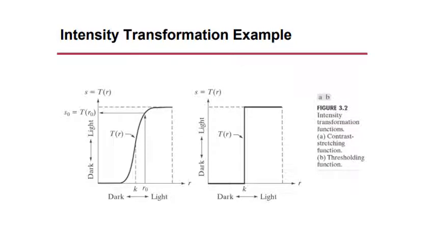So let us consider two examples of intensity transformation. To the left, what I am going to explain is known as the contrast stretching function, and in B, what you are going to see is the thresholding function. Now what is this contrast stretching function? In the first example, or say in the second example also, the horizontal axis represents R and the vertical axis represents the function S is equal to T of R.